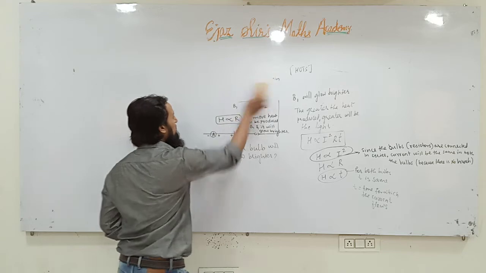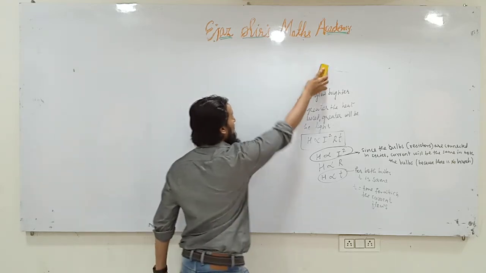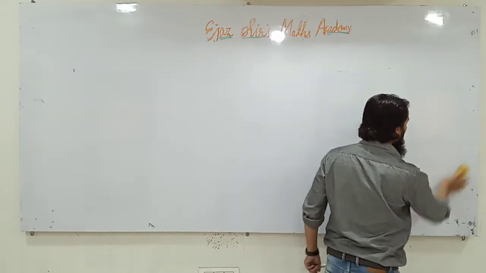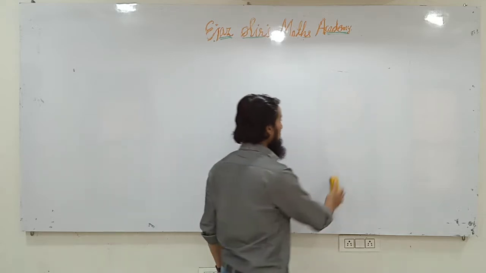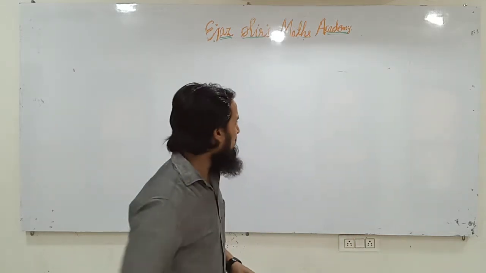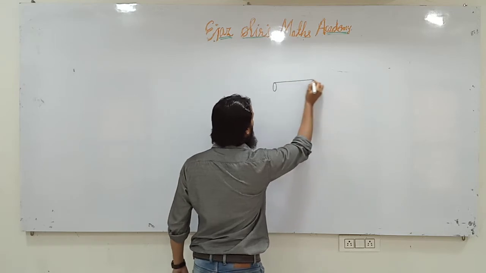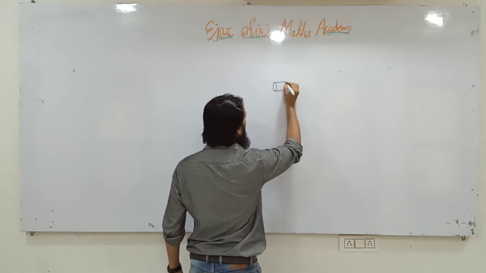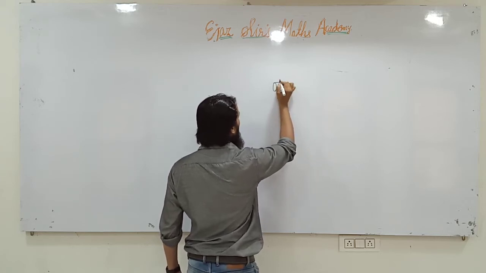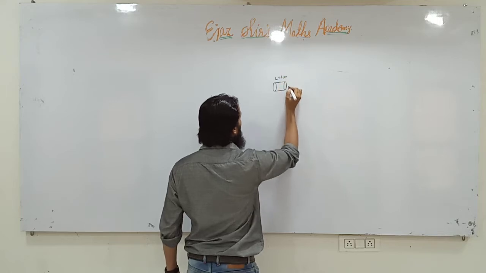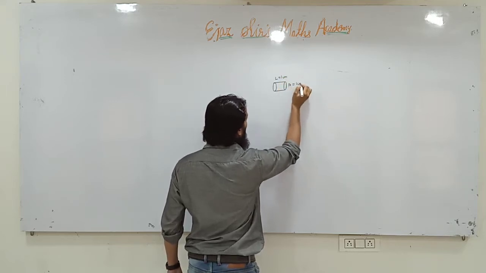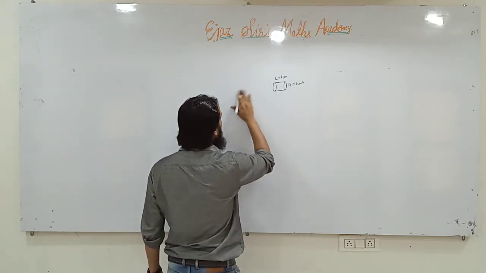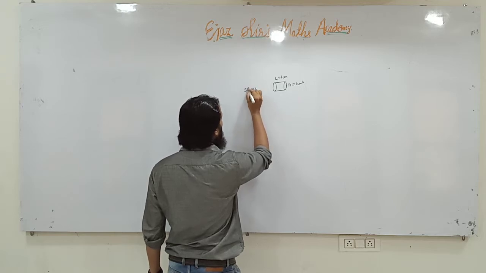Today's topic is resistivity. Resistivity of the material of a conductor. Some students get confused between resistance and resistivity. So see, suppose I have a wire, and its length is 1 centimeter. Its area of cross section is 1 centimeter square. And this wire is made up of silver.